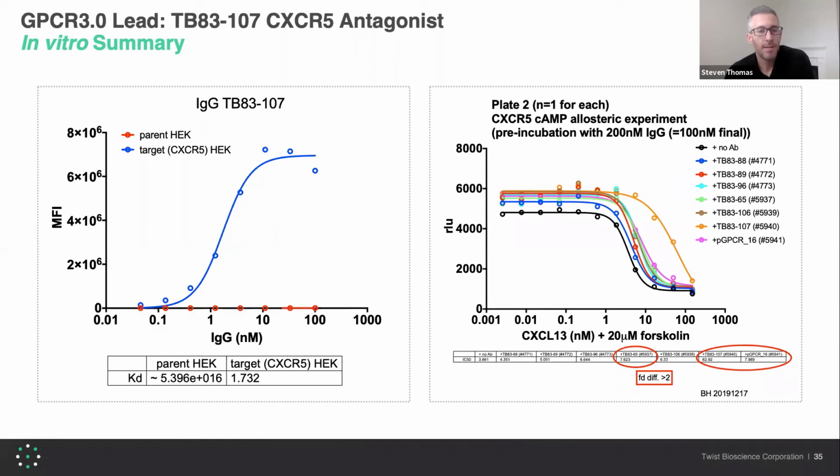So here's a proof of concept against a CXCR5 GPCR. One lead that came out of this campaign, TB83107, shows good binding to HEK cells that are expressing this particular receptor. And then on the right, we did a cell-based functional assay. This is a cyclic AMP allosteric experiment, and you can see eight or so leads that came from this campaign. We're able to demonstrate that the leads are antagonizing this particular receptor. You see that reflected in the shift in the curve relative to no antibody being present.